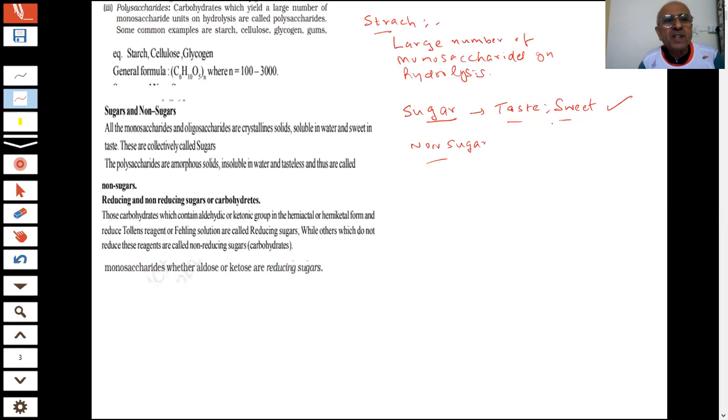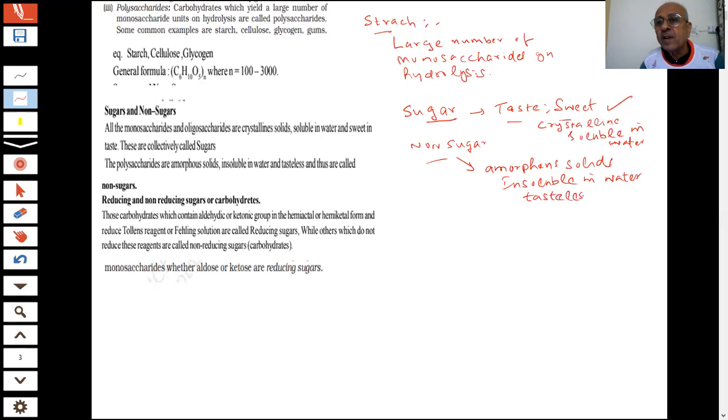These are called sugars if they are sweet, student. They are crystalline solids, soluble in water, and sweet in taste. And what are the non-sugars, student? They are amorphous solids, insoluble in water, and tasteless. They are called non-sugars.